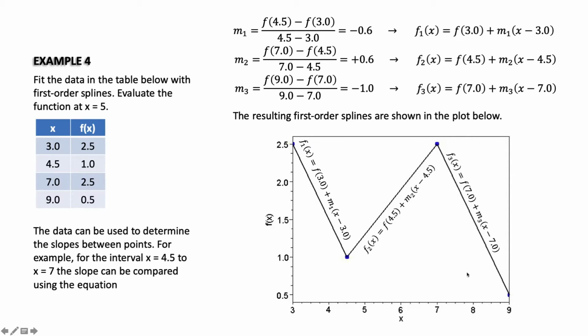In order to answer the question, evaluate the function at x equals 5, we use this equation because x equals 5 lies between 4.5 and 7. So we use this equation, plug in 5 here, and we get f2 at x equals 5.